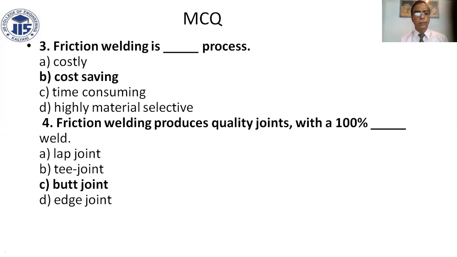Next question: friction welding produces quality joints with a 100% weld. The options are lap joint, T joint, bar joint, edge joint. So friction welding gives a bar joint, the 100% weld.